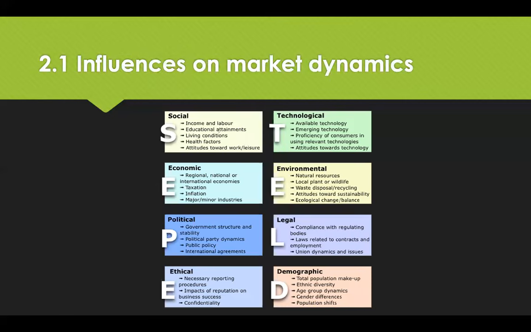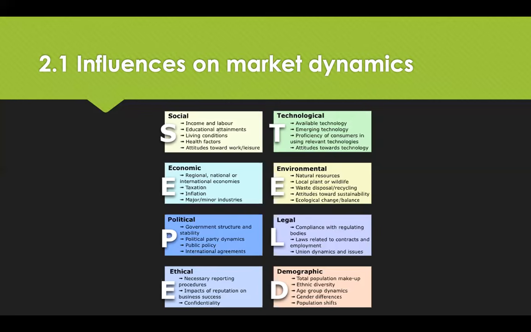Now let's look at how the STEEPLED factors can influence industry dynamics. So socially, people's attitudes can change, and trends and fashions and everything else can change. Technology moves at pace. And if you're not adapting to new technology, or if you're relying on old technology, you could potentially lose your competitive advantage. Things change economically in terms of inflation, deflation, tax, and environmentally, the attitudes towards sustainability do change over time.